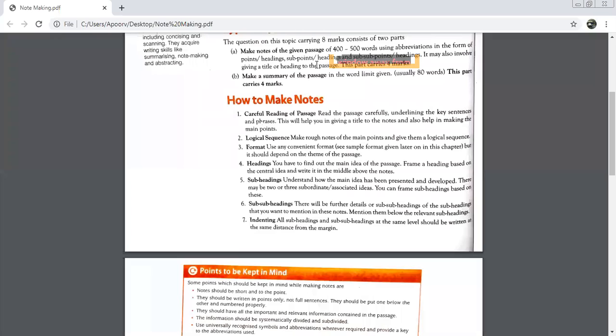Yes, beta. What is the second point? Read out, one of you. Make rough notes of the main points and give them a logical sequence. What do you mean by a logical sequence here? Tell me, children, what is a logical sequence? It should be like 1, 2, 3, not like 1, then forgetting the second point, writing the fourth point.